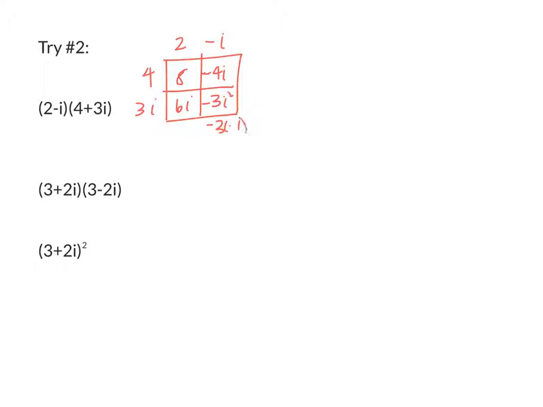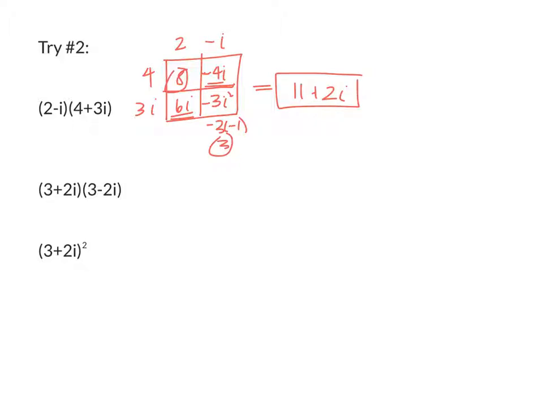All right. Let's keep multiplying. This first one is a binomial, so I'm going to put it in a box. It's a little bit easier to see everything. So this is 2 and negative i, and then 4 and 3i. That'll leave us with 8, 6i, negative 4i, and negative 3i squared. However, negative 3i squared is really negative 3 times negative 1, which is positive 3. All right, so adding on the diagonal, 8 plus 3 is 11, and then 6i minus 4i is 2i. So your answer is 11 plus 2i.